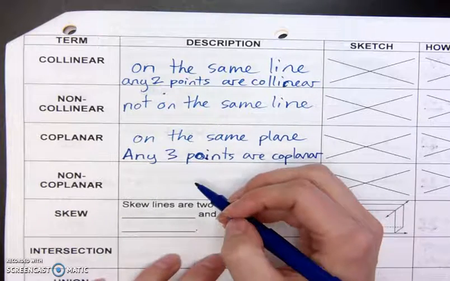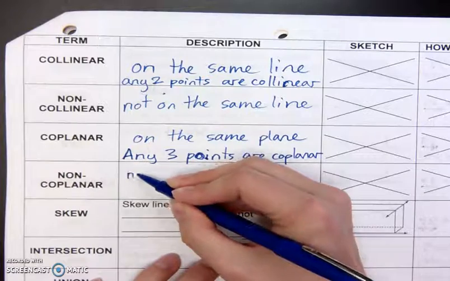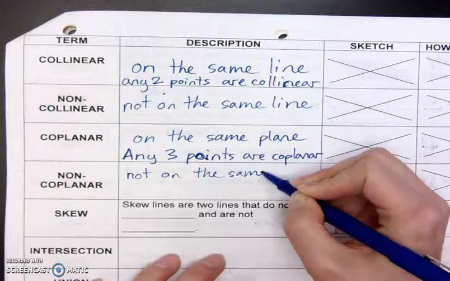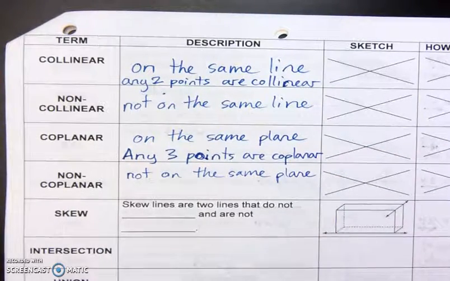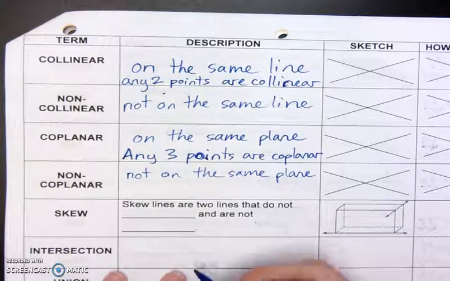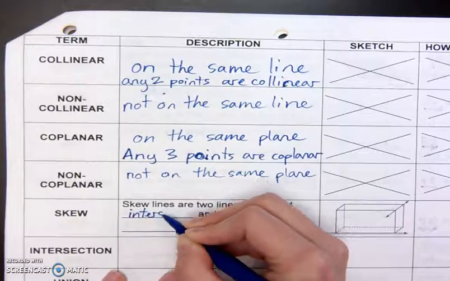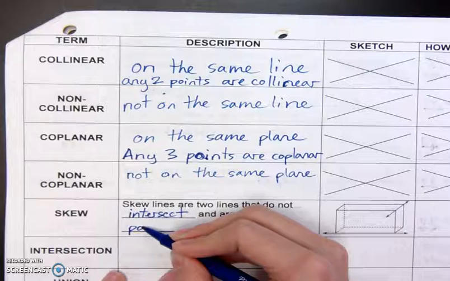Alright, and then non-coplanar are not the same plane. And again, that would come in if you have 4 or more points, so 3 points in a plane and the 4th one not. And skew lines, they do not intersect, and they are not parallel.